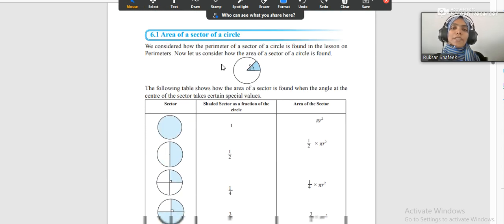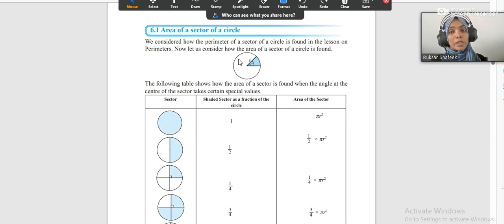Moving on to area of a sector of a circle. So we know what exactly a sector is. We did that in the perimeter lesson. If two radii form, like a pizza slice, that is a sector, but if you draw a chord, you will be getting a segment and not a sector. So this forms a segment, that's not a sector.